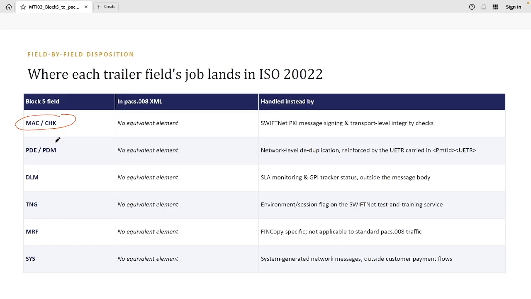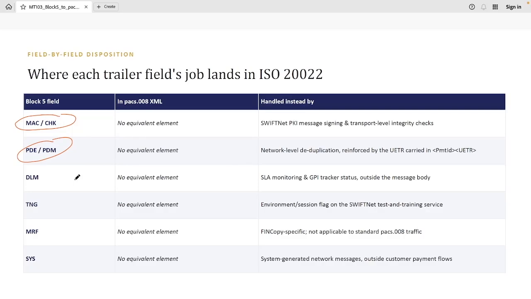PDE and PDM, so they also do not have a direct equivalent mapping inside the pacs.008 body. However, duplicate handling continues to be extremely important. A modern duplicate control design may use several layers. The network may detect repeated message submissions. The business application header may carry a possible duplicate indicator when permitted by the implementation.